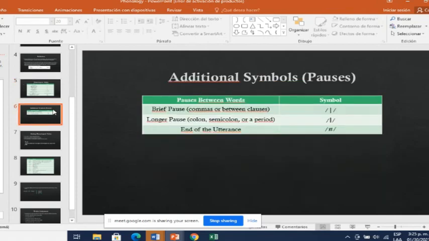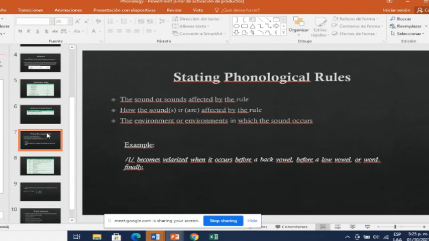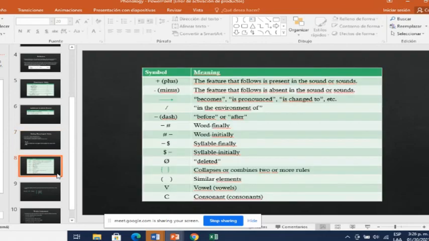Additional symbols, we already know this, right? This is juncture that we saw last class, which is a short pause, a longer pause, and then the end of the utterance. Okay, this we will not see yet. We will see it next class, how to state phonological rules. That's the topic for next class discussion. All these symbols will be next class.